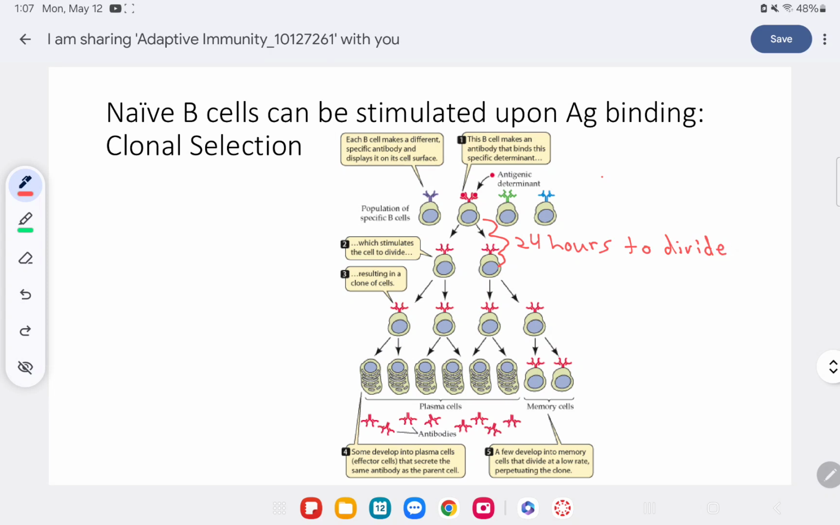If you are looking at these cells, you can see they don't look the same as the initials. I see the nucleus, that's fine. What do you think this is? That's right, it's ER and Golgi. Why? Because the job of this cell is to secrete antibody.